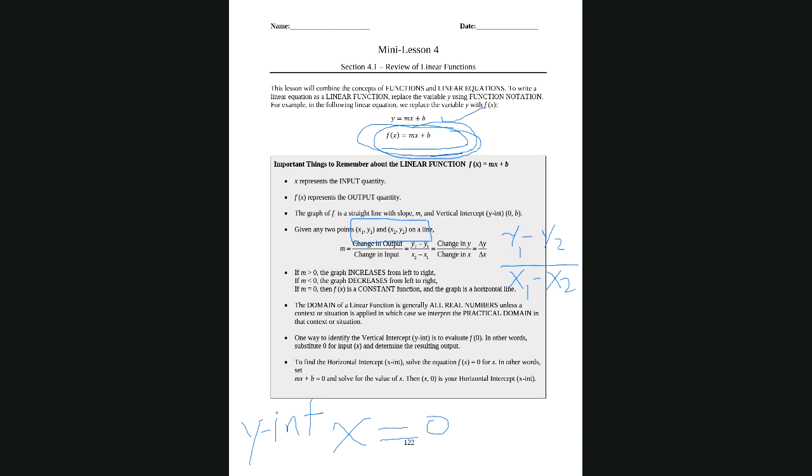No matter how you do it, you're going to get the same thing. Y2 minus y1 divided by x2 minus x1 is the same as the other one. Both of those are going to give you the same answer, which is the slope. So the slope is the change in y over the change in x. And that is what we have here. Change in y, delta y over delta x.